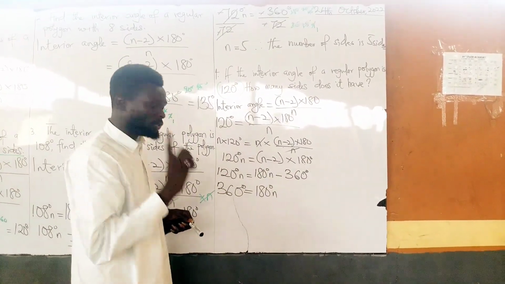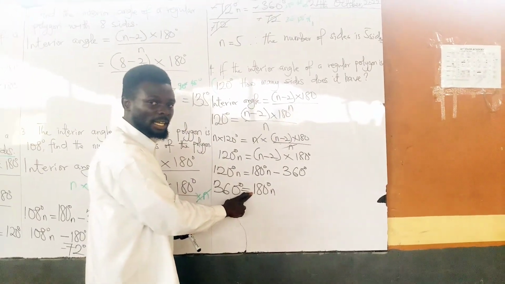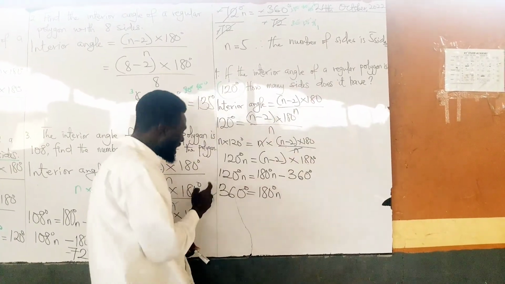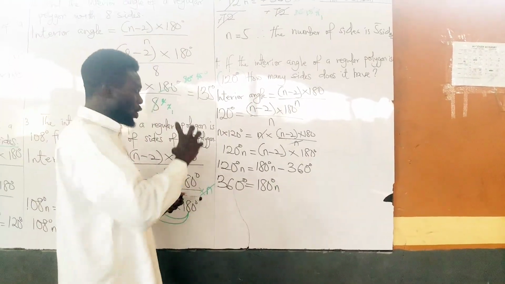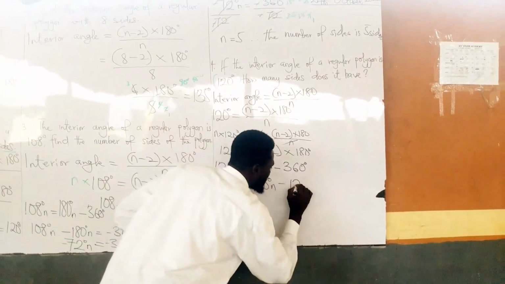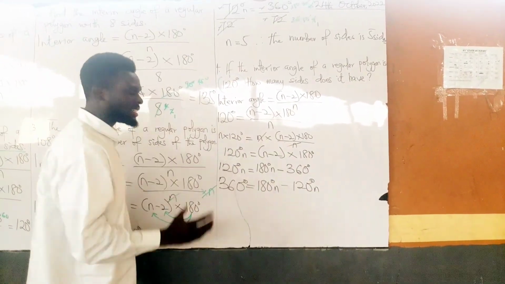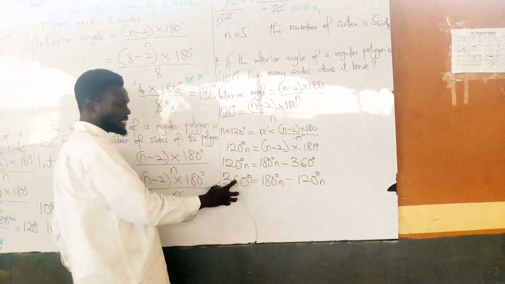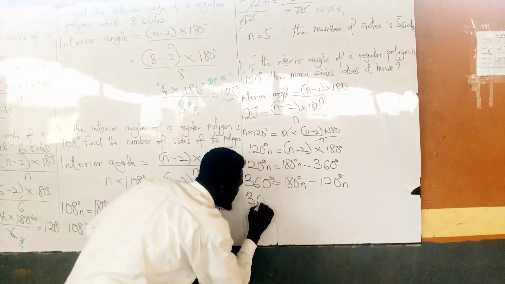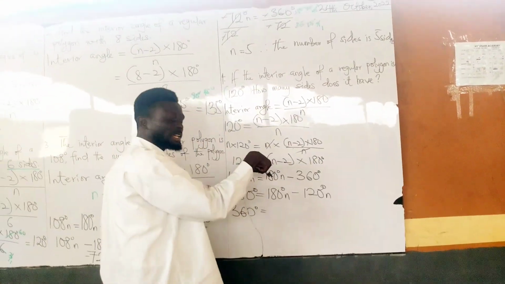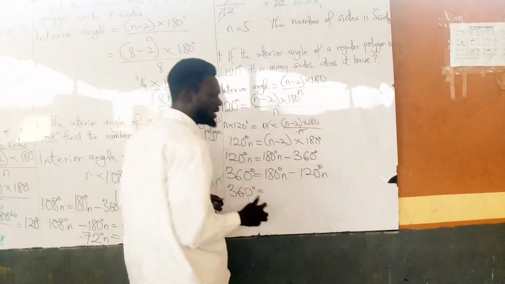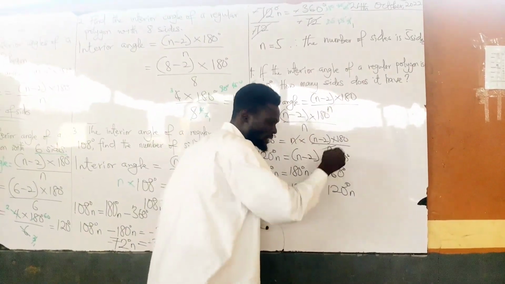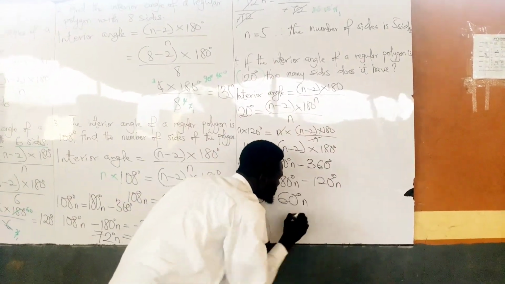It is where it was before. So since the 180 didn't move, we are not going to change the sign in front of the 180. But the 120 must move. The sign in front of the 120 is positive. Once it crosses the equal to sign, it becomes negative 120 degrees n. Then you will notice that we have all the coefficients of n at one side, and those without n at the other side. So I'm going to get 360 degrees as 180 degrees n minus 120 degrees n. Or you take off the n and ask yourself, what is 180 minus 120? That is going to give you 60 degrees n.